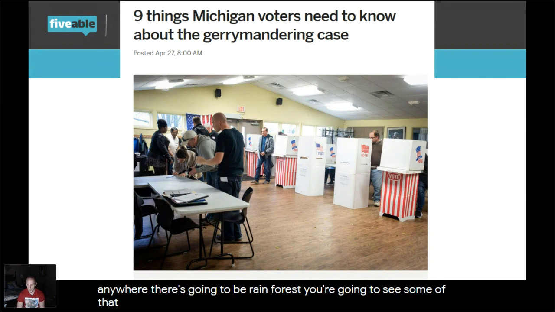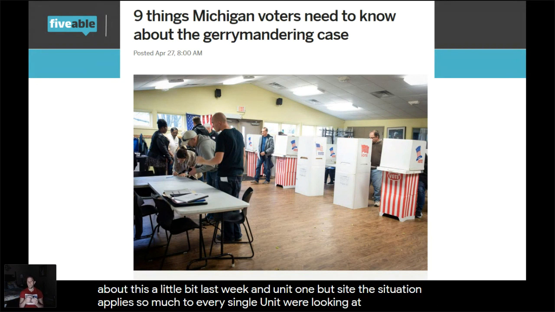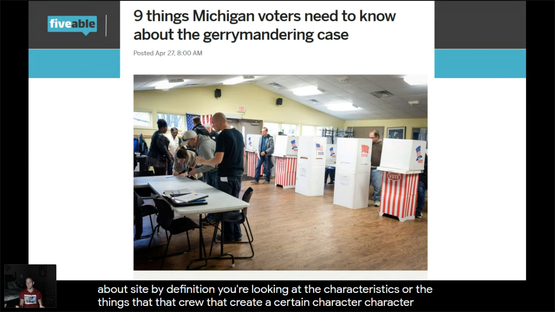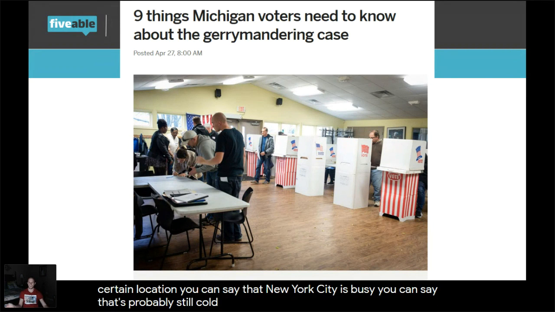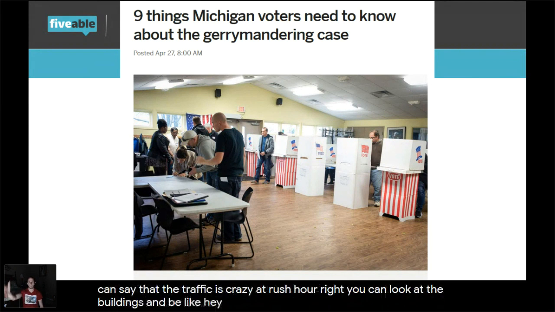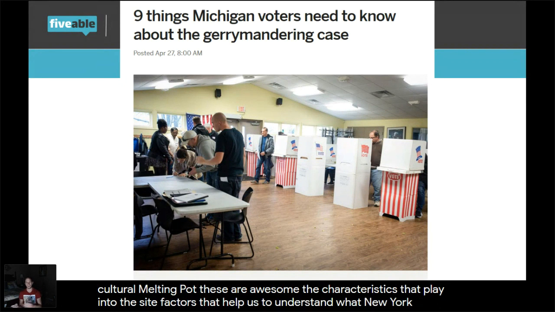What would be certain situations? We talked about this a little bit last week in Unit 1, but site and situation apply so much to every single unit we're looking at. Site, by definition, is the characteristics that create a certain character within a certain location. You could say that New York City is busy, that the traffic is crazy at rush hour, that the buildings are the biggest ever, or that it's a cultural melting pot. These are characteristics that play into the site factors that help us understand what New York City is when you're there.